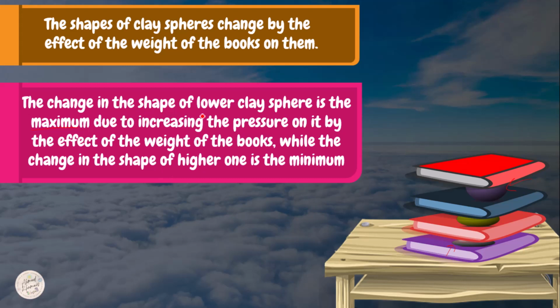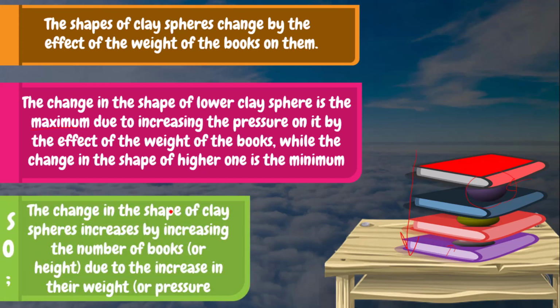The change in the lower clay sphere is maximum because the taller column of books means increased weight of the books pushing on the lower ball. But the change in the upper sphere is minimum because a shorter length of books pushes on the upper ball, so less pressure, less weight on the upper ball. So the change in the shape of the clay sphere increases as the number of books, the height, or the weight increases.